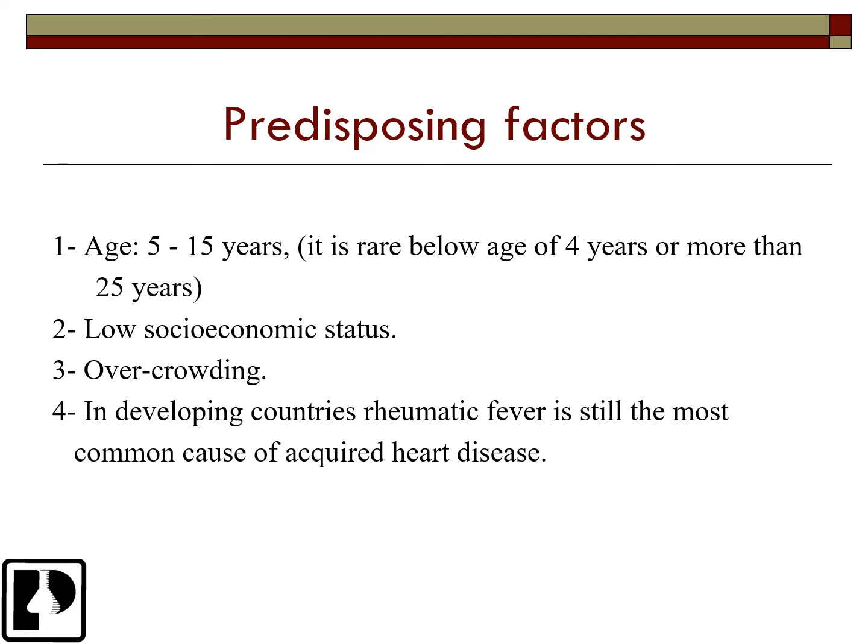The predisposing factors: usually this occurs between age 5 to 15 years. It is rare below the age of 4 years or more than 25 years. Low socioeconomic status, patients living in crowded places, in bad ventilation, and so on. Overcrowding, like in the schools sometimes, like in the factory, and so on. In developing countries, rheumatic fever is still the most common cause of acquired heart disease, and this is very important because it is a burden for the health system.